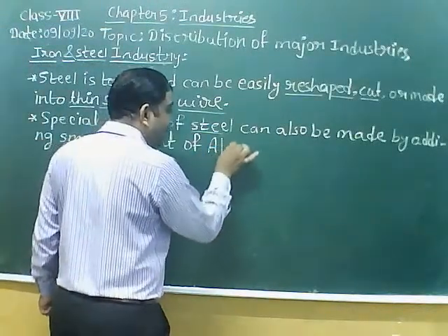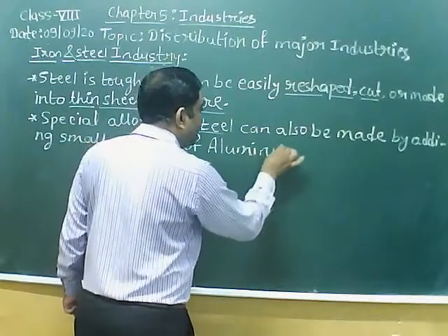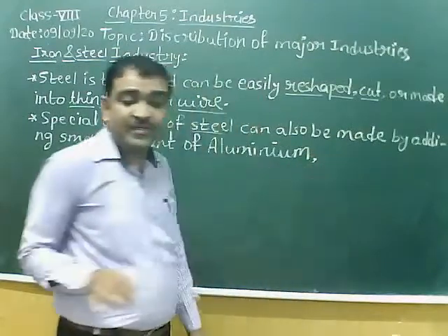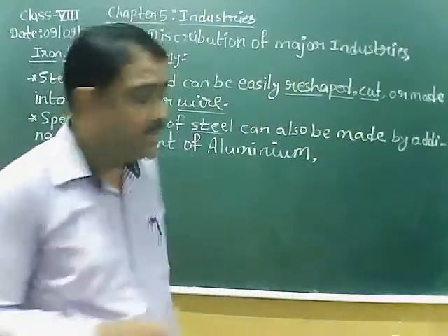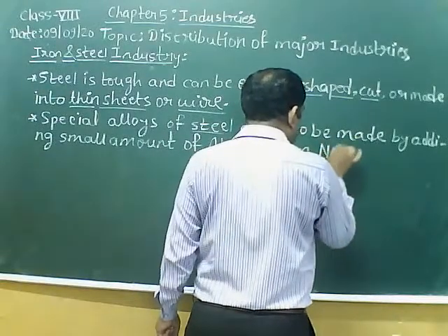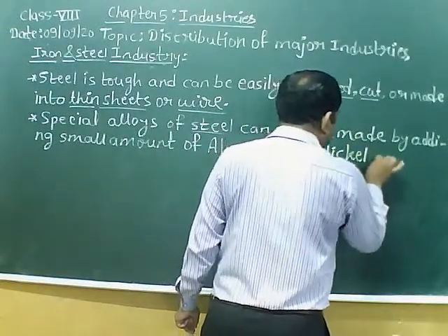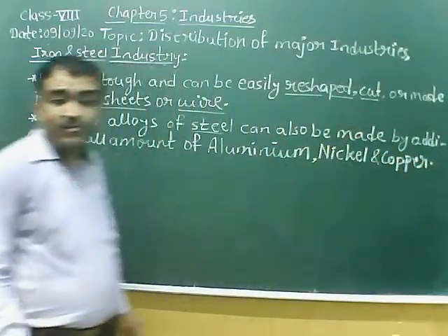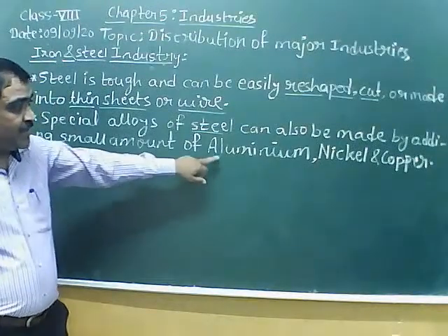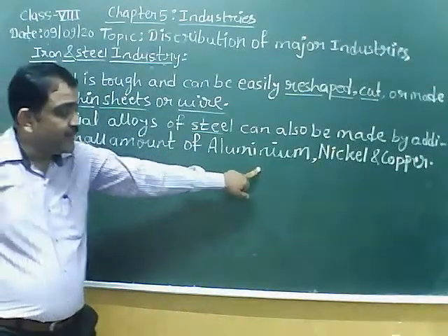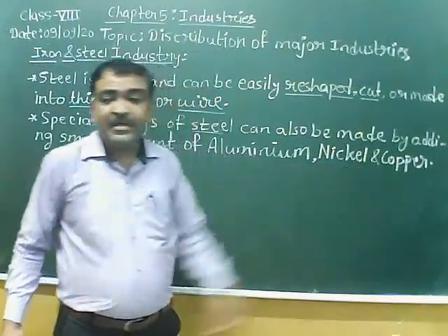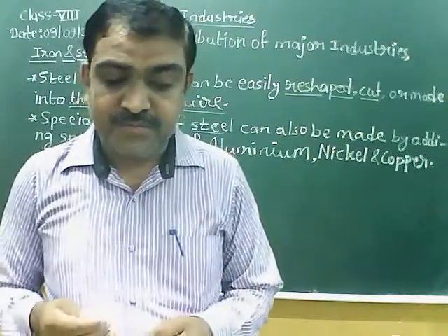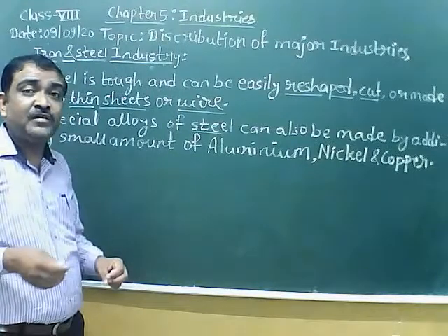So what type of metals are added for making the alloy of steel? First is aluminium, then nickel and copper. So in some of the alloys aluminium is added, in some alloys nickel or copper is added, depending upon what type of product is required. Now what do the alloys do?